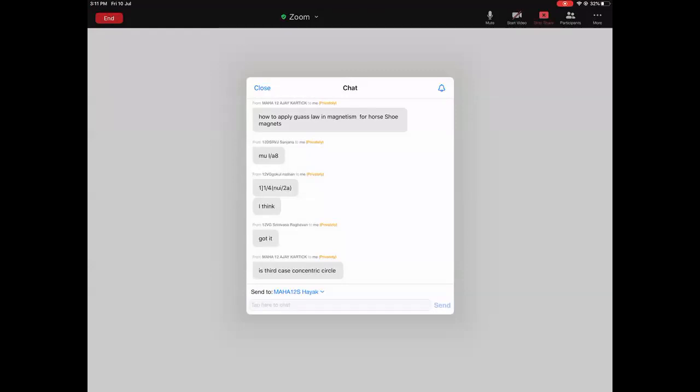Horseshoe magnets are also the same as normal magnets, just that instead of being a bar, they have a different shape. But otherwise, there is no difference between them.